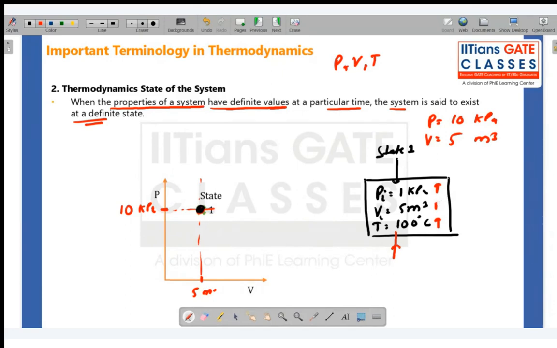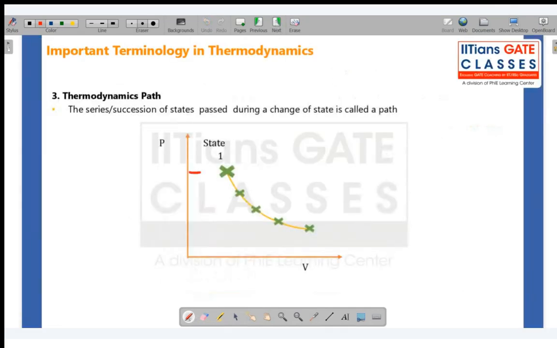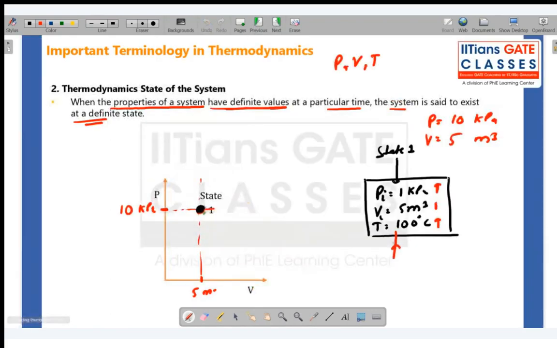Now when these properties are going to change, you can mark them. First of all, you have marked 10 kilopascal and 5 meter cube. Now you are giving heat, so maybe pressure is decreasing. Why? Because your boundary, the piston, is expanding, the cylinder volume is expanding. So you see your volume has increased and pressure has decreased. Similarly, pressure has further decreased, volume has further increased. You are giving heat, pressure is changing, volume is changing, and temperature is also changing.